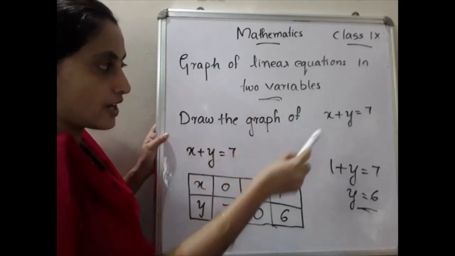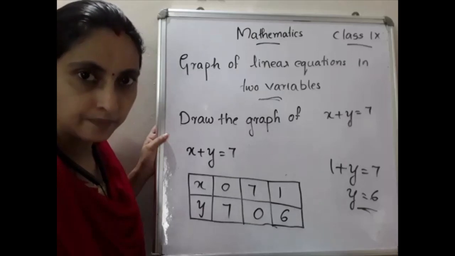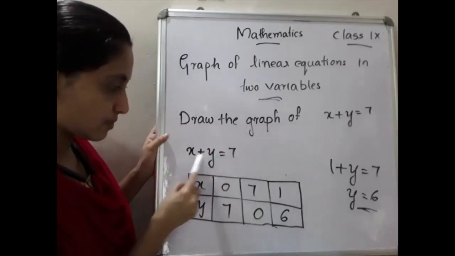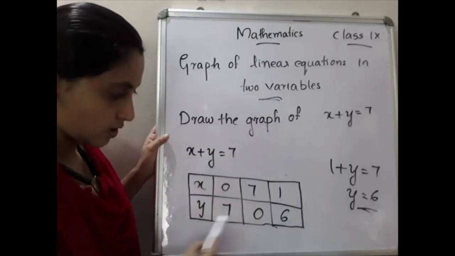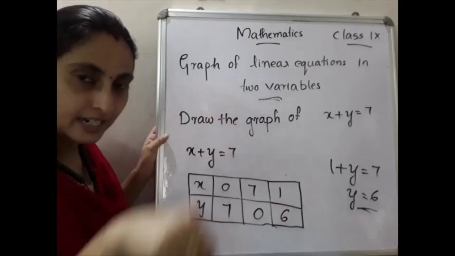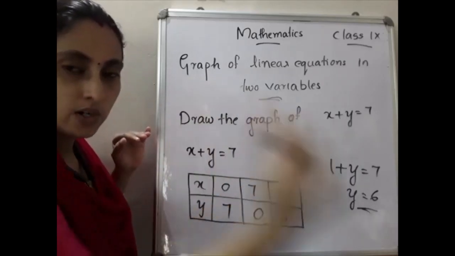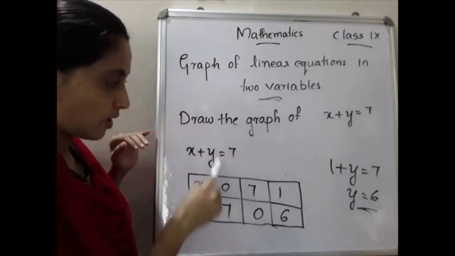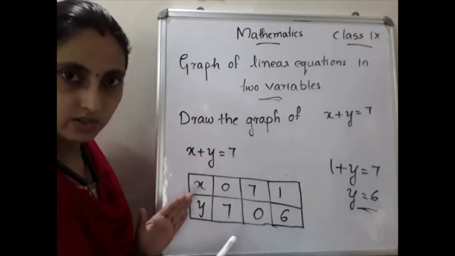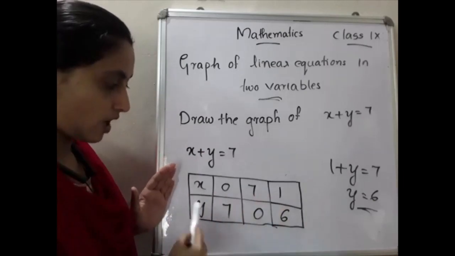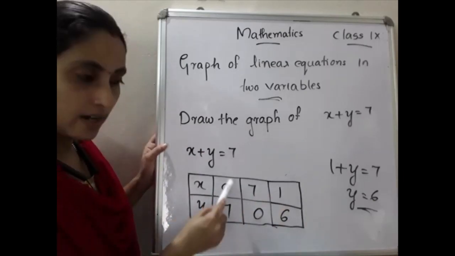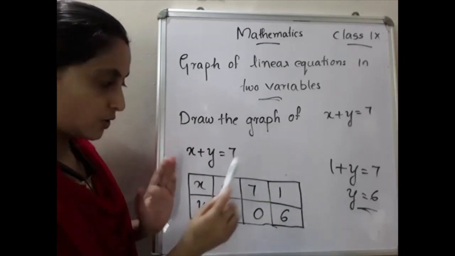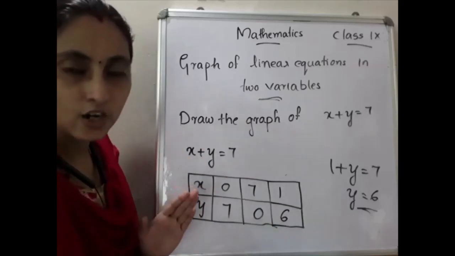Draw the graph of x plus y is equal to 7. Below that, write x plus y is equal to 7. Then draw this table. That is the writing part, on the right side of your graph book, where the ruled lines are. On that side you have to write this much and draw a box, with x values and y values.